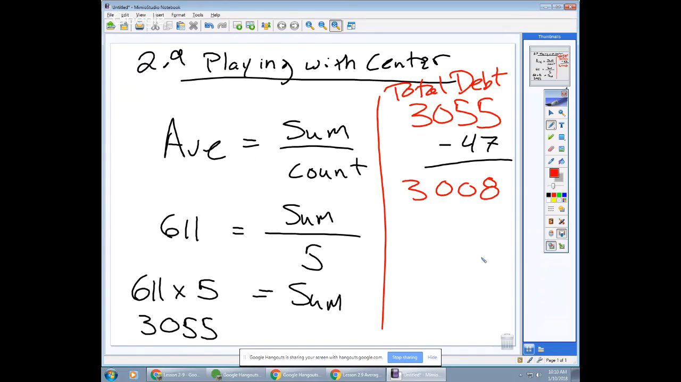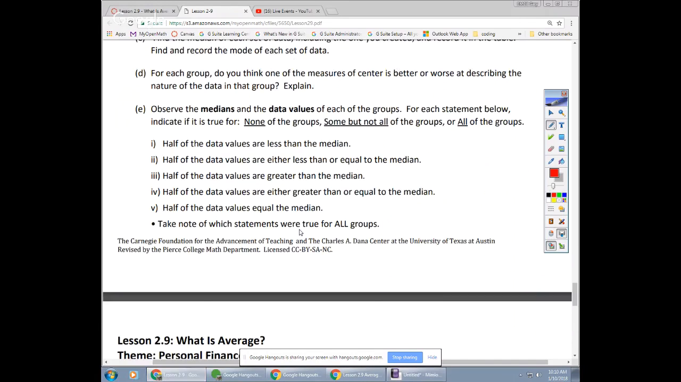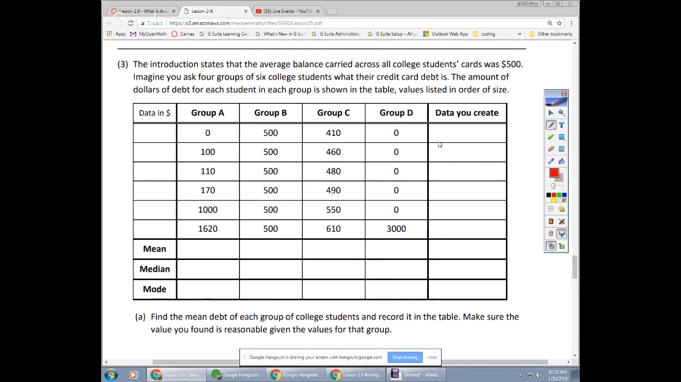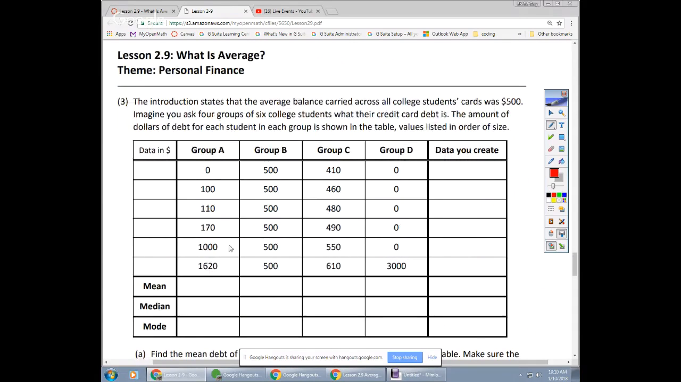Questions about that one now? Does that make a little more sense, that approach there? And that approach could also be used on this sheet right here. If I know the mean is 500, and I know there's 6 people, what's the total amount of debt they have to have?